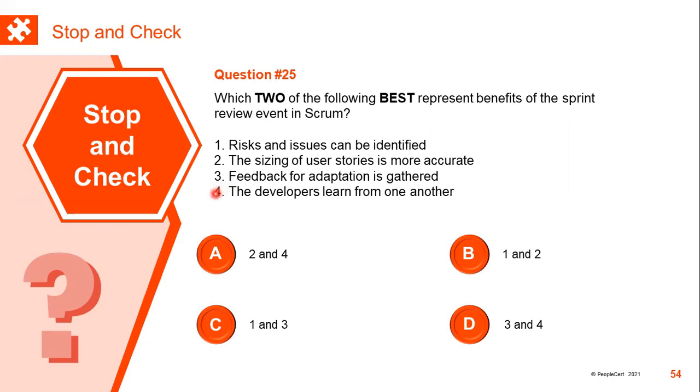The developers learn from each other more during the sprint execution, during the sprint planning, and the sprint retrospective, rather than the sprint review. Therefore, 2 and 4 are ruled out. 1, risks and issues can be identified, and 3, feedback for adaptation is gathered. Adapting the product, that is. Therefore, the correct answer would be C, 1 and 3.